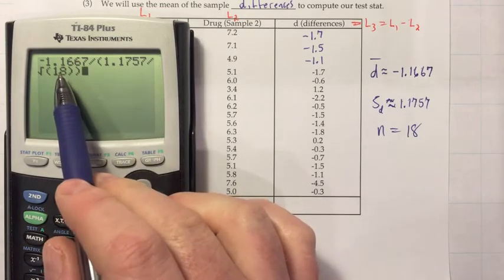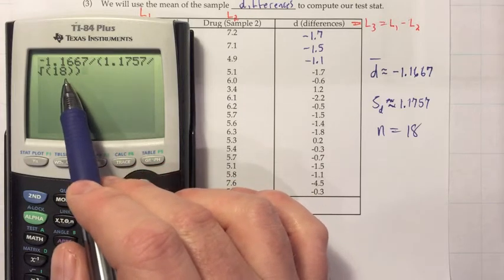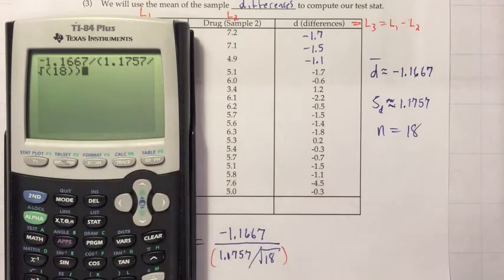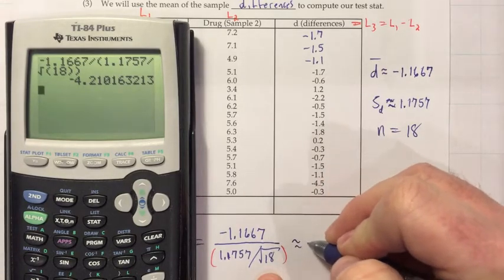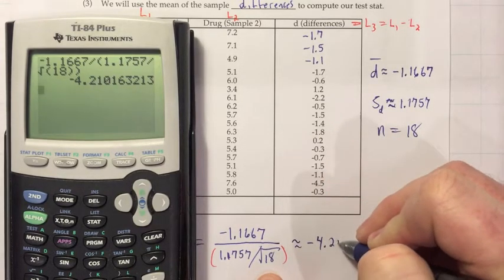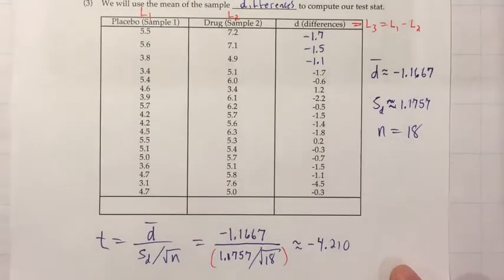So notice no parentheses around the top because it was just a single number. Open parenthesis around the denominator. I closed the parenthesis for the square root and closed it for the denominator as well. And I get a t-score of negative 4.210.